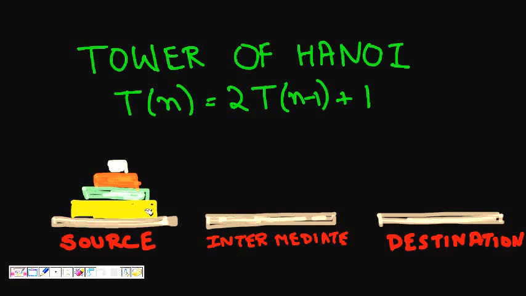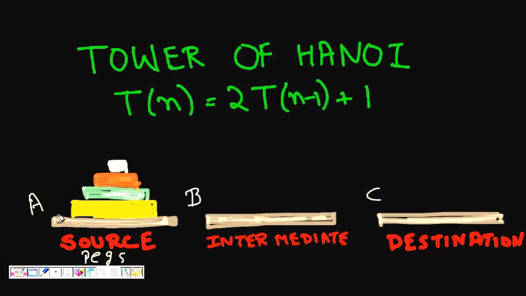So let's see what it is. So we have three pegs, okay, so these are pegs. So this is peg A, this is peg B, and this is peg C. So these are pegs where you can keep some disks, okay. So this is source, this is destination, this is intermediate.